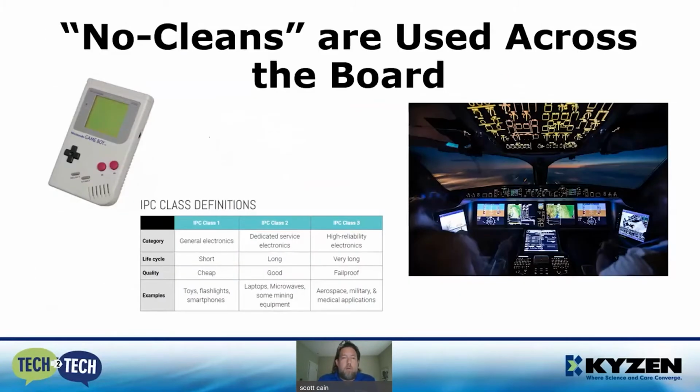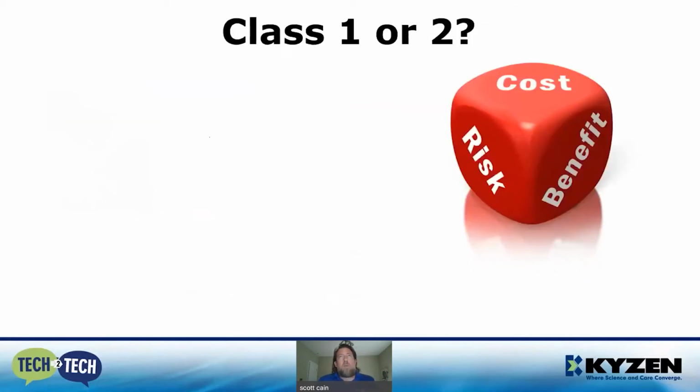So when we talk about 85% of the marketplace, no cleans are used across the board, everything from your Game Boy to your iPad to your laptop to missile defense systems, satellite systems and medical. But what we want to look at is the differences between those IPC classes. What's the cost of failure on these? Class 3 is your super high reliability, big pain if there's a failure. Those are obviously going to be cleaned. What about class 1 and class 2?